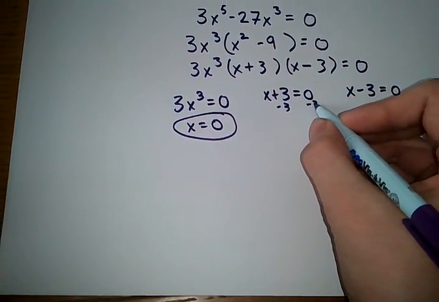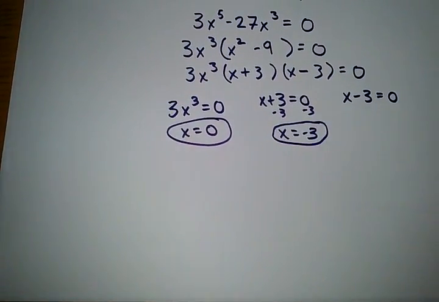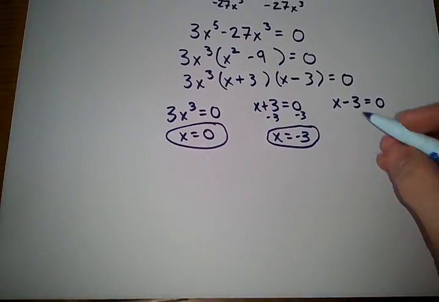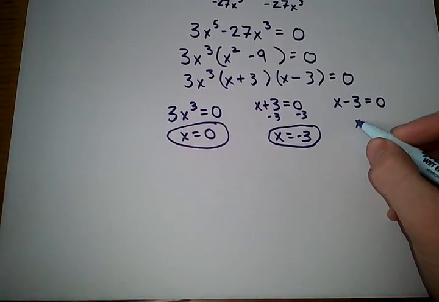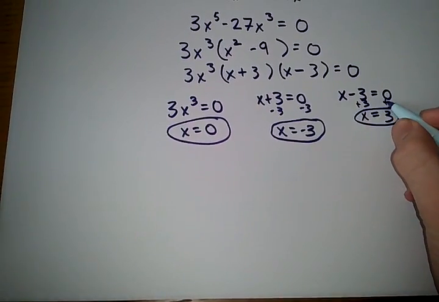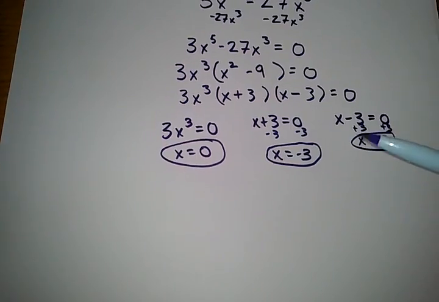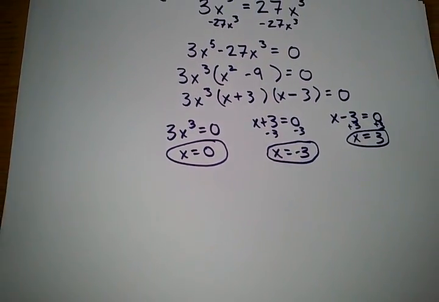So that's going to be one of our solutions. Subtract 3 from both sides of the equation here. X equals negative 3 is also a solution. And last, we could do x equals positive 3 because we added 3 to both sides of the equation. So in this particular example, we have 3 solutions that are possible.